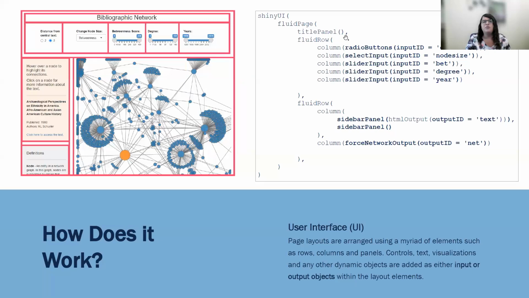For example, the title panel function that you see here, this corresponds with this title panel up at the top. It's one big row up at the top. We also have a row that has multiple columns in it.